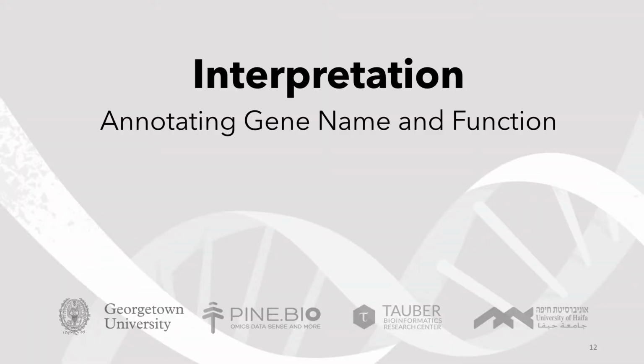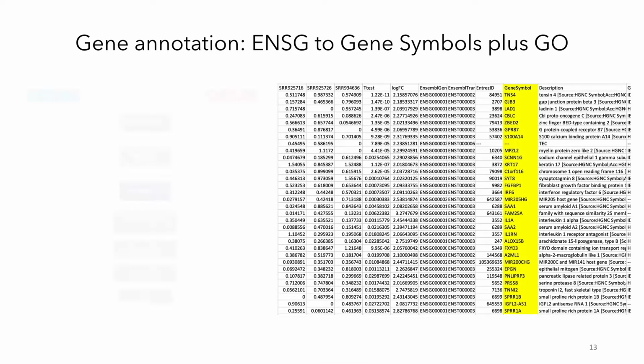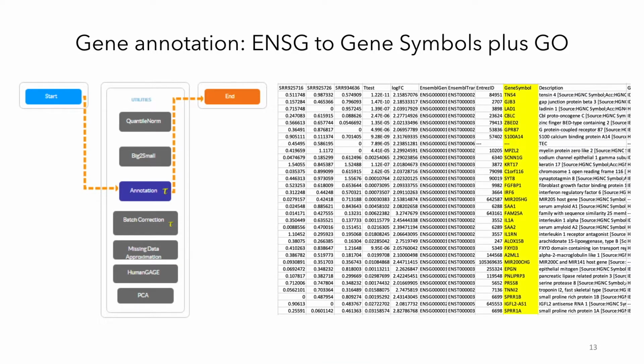Now let's talk a little bit about interpretation. How do we annotate gene names and discover their function? On TBioInfo, there is an option under Utilities to run an annotation pipeline. This annotation pipeline will convert your ENSG values into common gene names and provide you with a gene ontology description for each name.